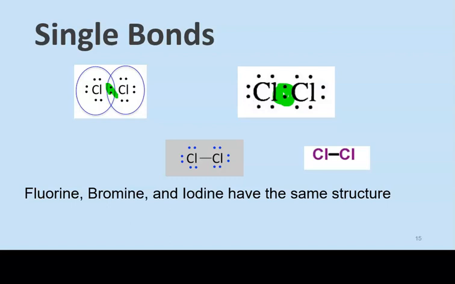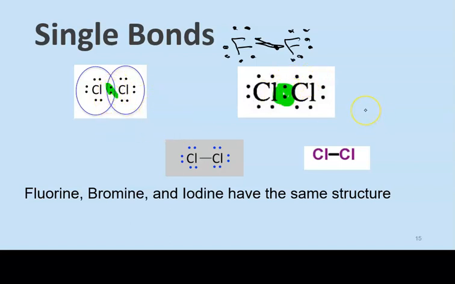And fluorine will look the exact same way, because fluorine also has 7 valence electrons. So here's a fluorine. A fluorine will look very similar to chlorine. I didn't draw those to scale, but we can see a single bond.